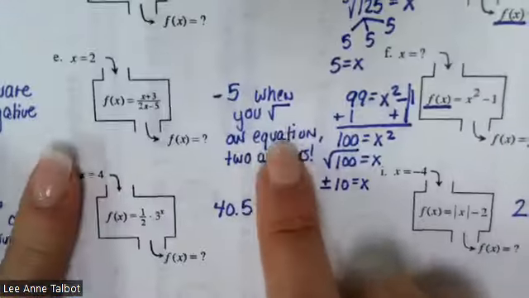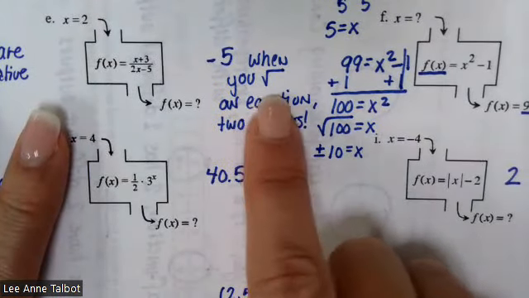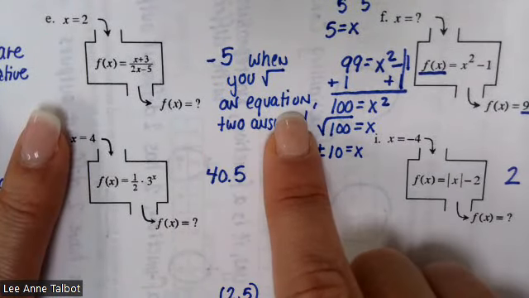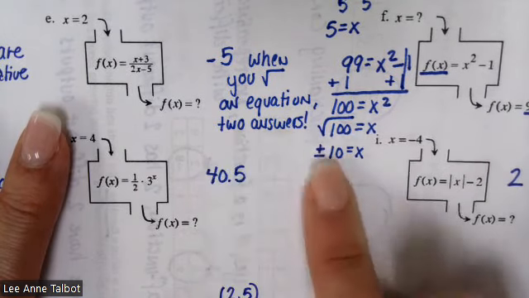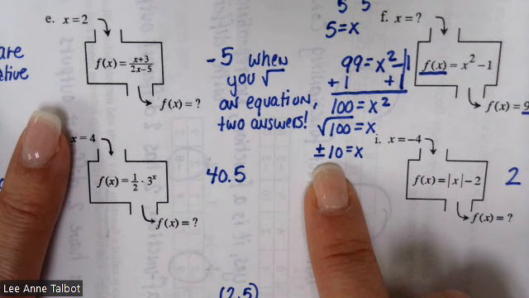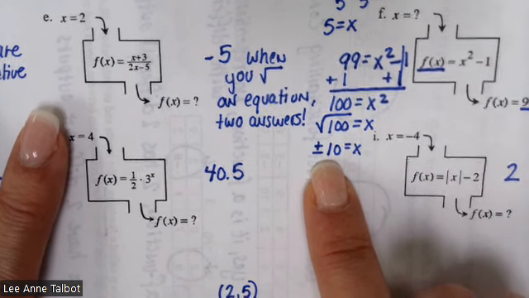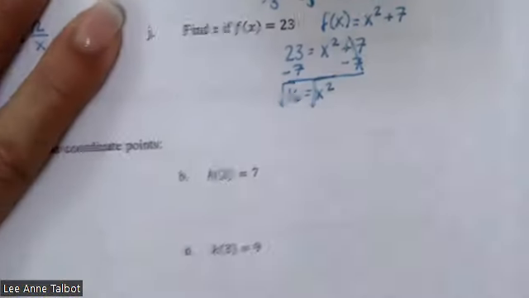What does it say right here? When you square root an equation, two answers. You see how, remember how we did this one? Plus or minus 10. So what's ours going to be? Plus or minus 4.